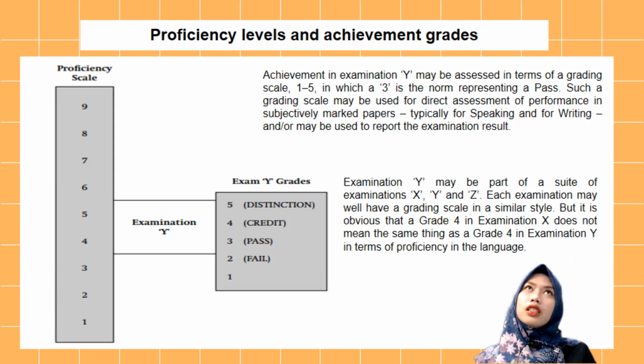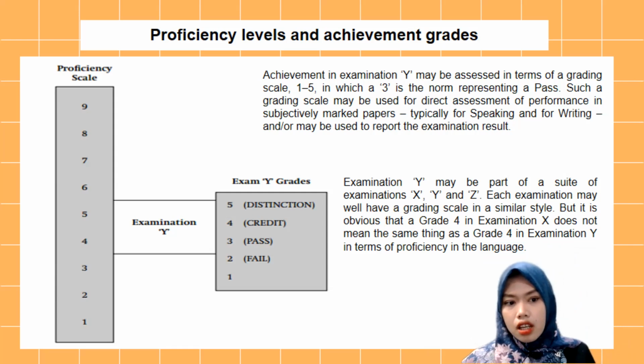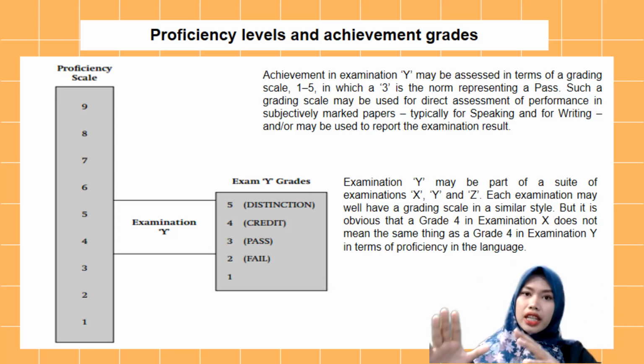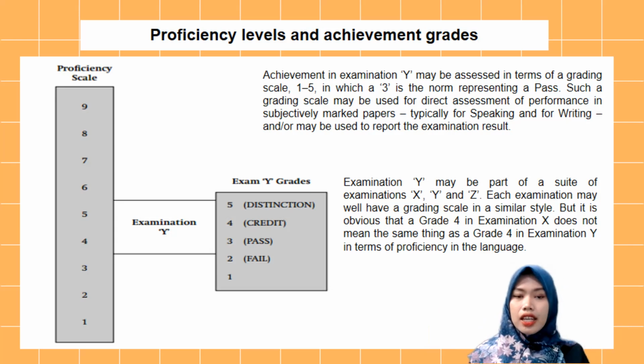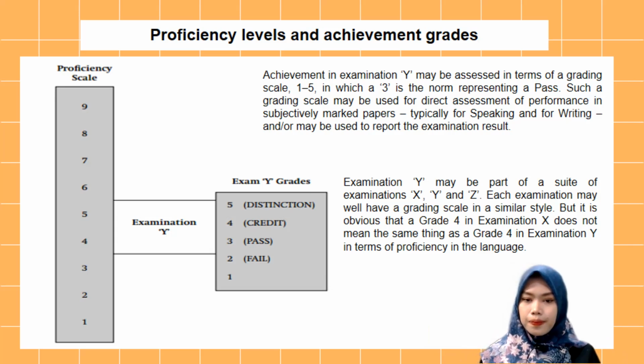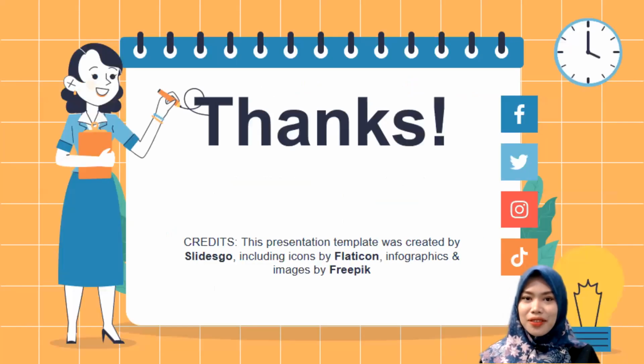Okay, the simple explanation is, for example, TOEFL and IELTS. For TOEFL, we should get 450 to pass the test, but it's different in IELTS, okay? It's different. In each test, the pass mark is different, okay? You got it, everyone? All right.